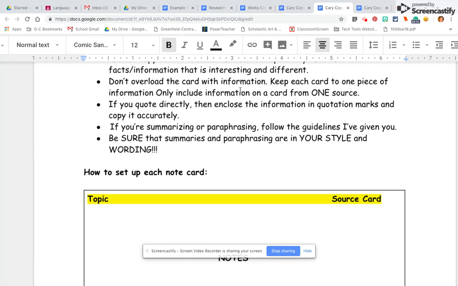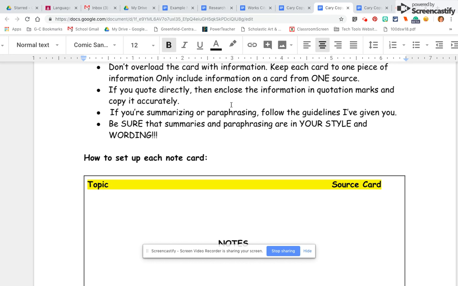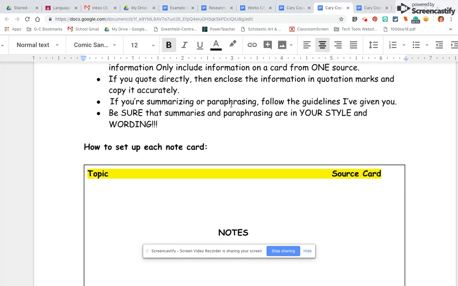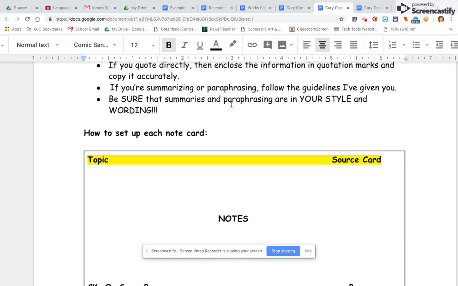Each note card should only have one piece of information. And again, it might seem kind of weird, like, oh, I could fit more on here. But when we do our outlining, you'll see why this is the best way to do it. And the information should only be from one source on a note card. If you quote directly, don't forget to put your little quotes around it. And if you're summarizing or paraphrasing, remember to look at what you read, look away, think about what it said, what it meant, write it in your own words. That way you won't be plagiarizing and stealing from that writer.